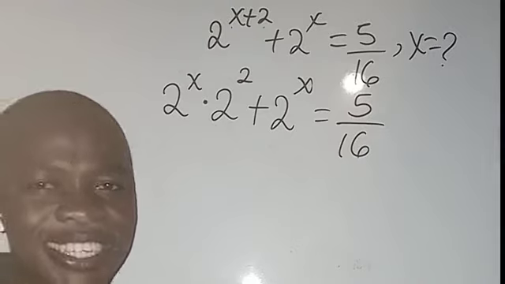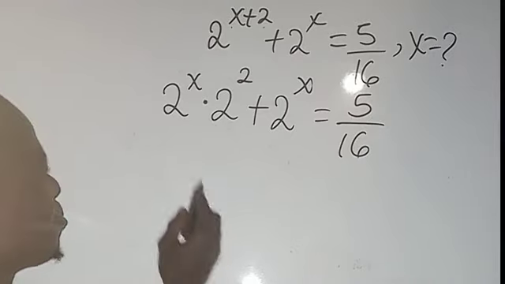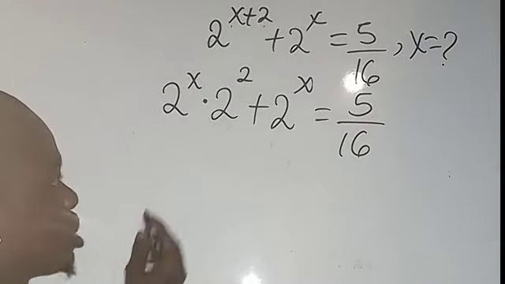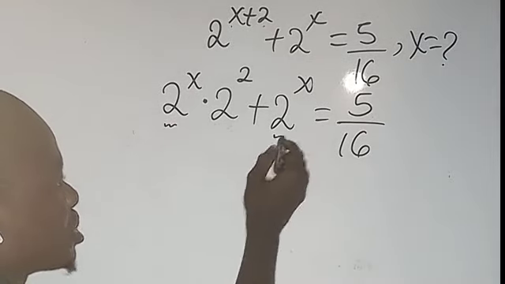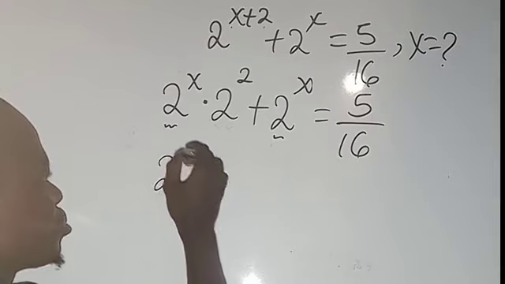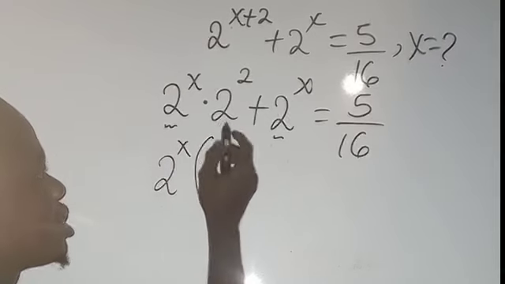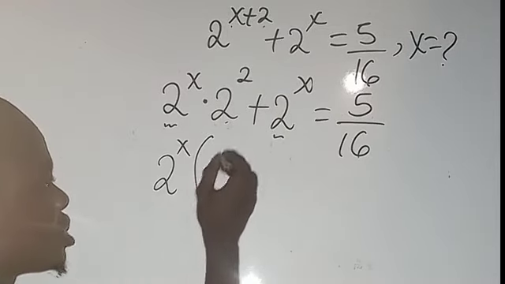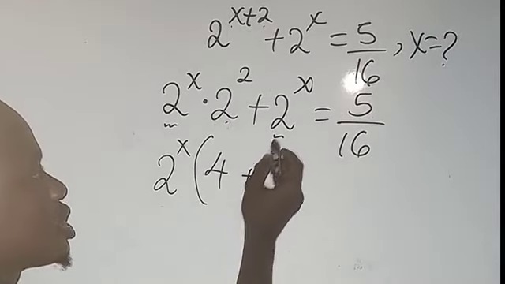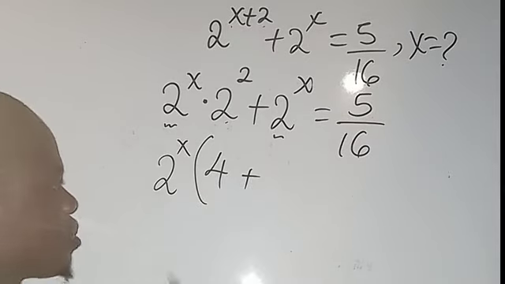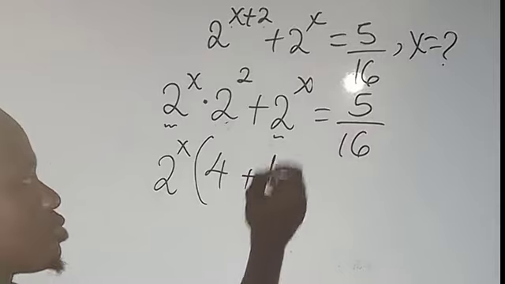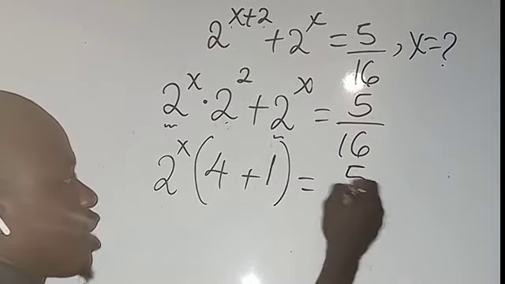So now from here, the next thing I'm going to do is that when you look at these two terms on the left hand side of the equation, we can see that 2 to the power of x is common. So I'm going to factorize 2 to the power of x. Now inside there, I'm having 2 to the power of 2, which is the same thing as 4, plus here we have 2 to the power of x, which has been factorized. I have it, so this will remain 1, equals 5 over 16.